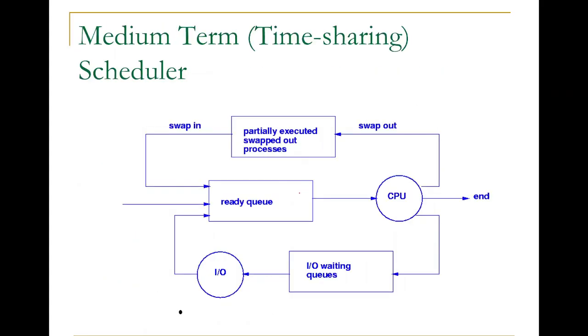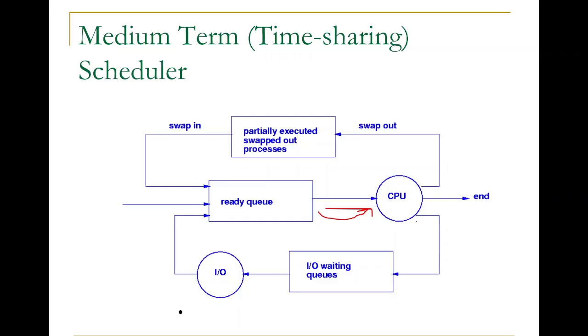So let's look at the medium-term scheduler on a time sharing system. This is our ready queue. The short-term scheduler, the CPU scheduler, picks a job and drops it on the CPU. Once the process is running, maybe at this time the medium-term scheduler swaps out the job. A partially executed process is swapped out and into the ready queue. Maybe it could be that your time is up, and once the time is up, it pulls it out and puts it at the back of the ready queue.